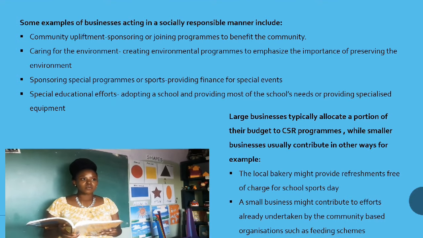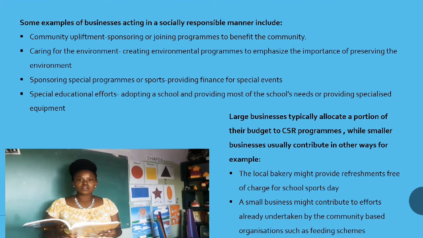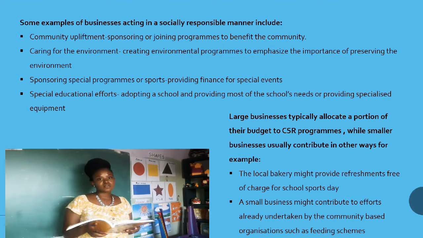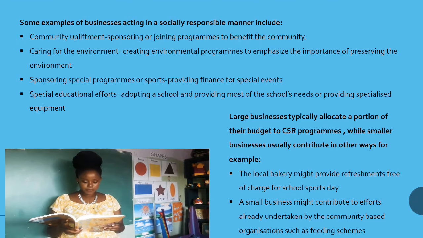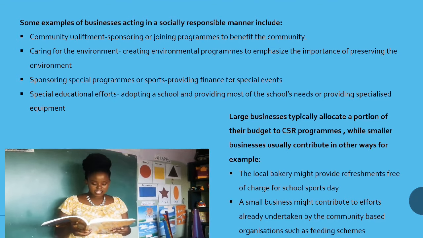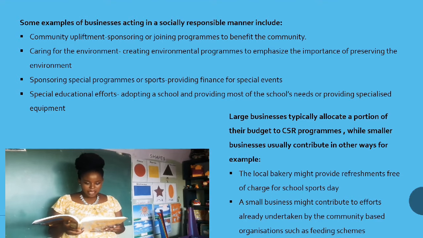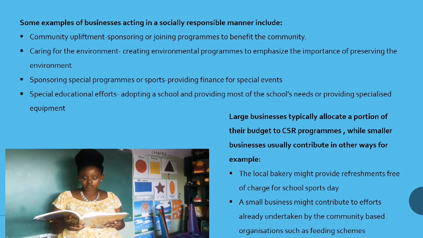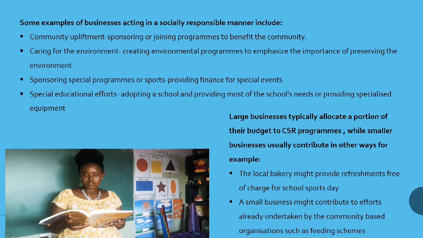So they adopt one of the local schools in the community. They provide them with uniform, school shoes, stationery, and they can also provide them with specialized equipment such as computers. And then we also have smaller businesses that can also contribute towards the community. So for example, a local bakery can provide refreshments for free at a school sports day.